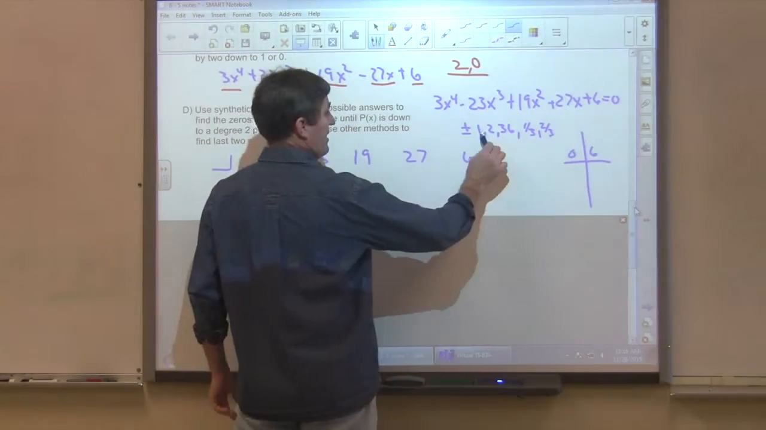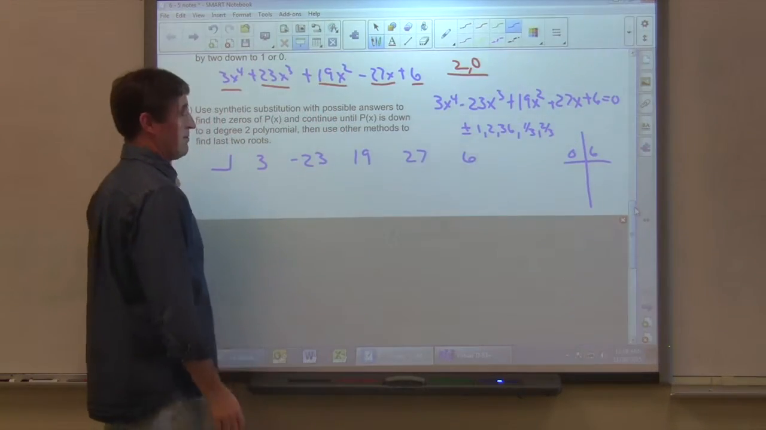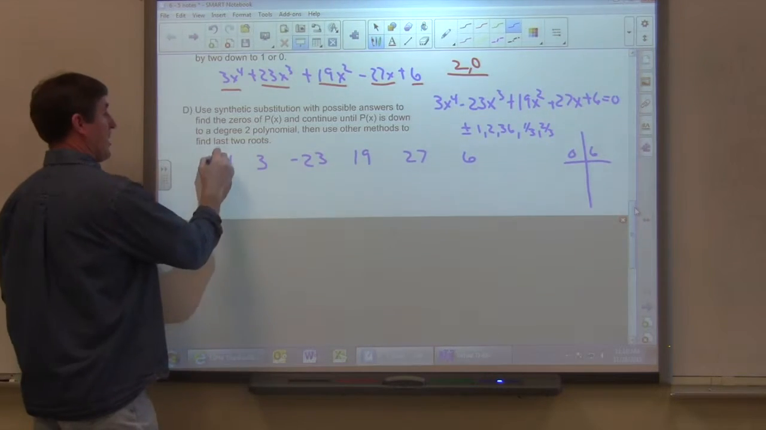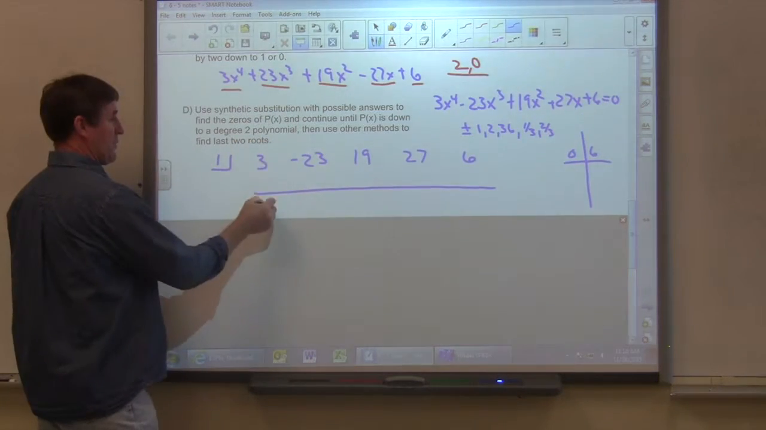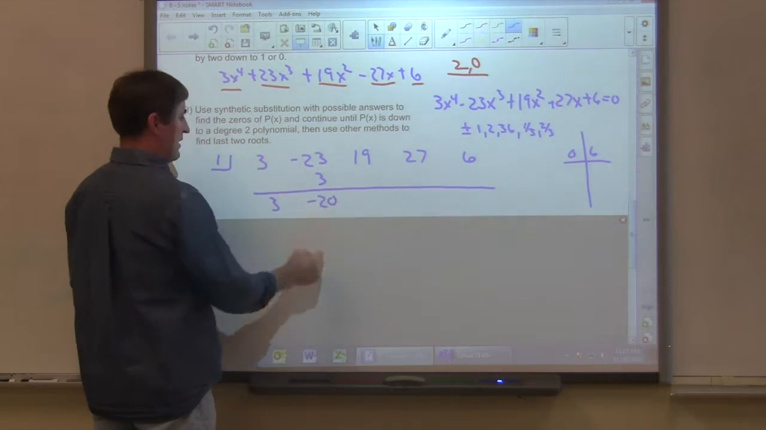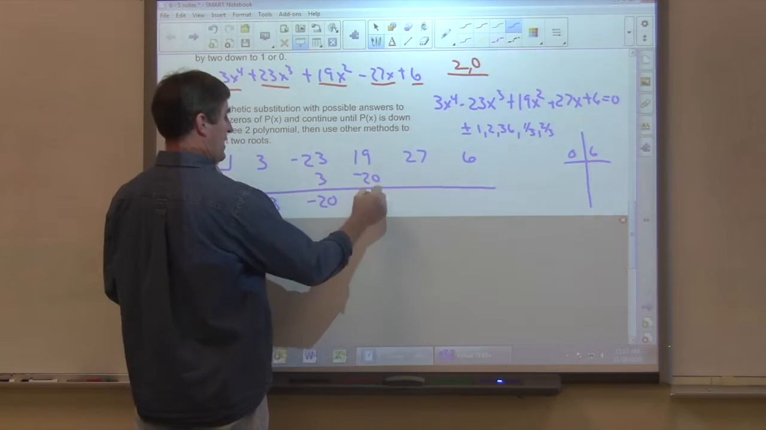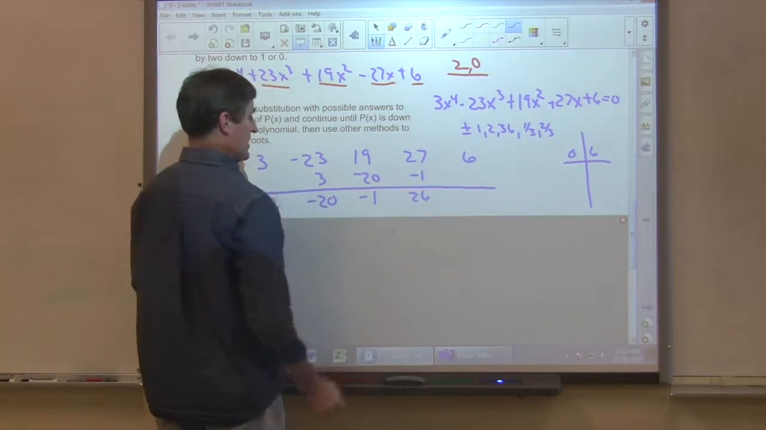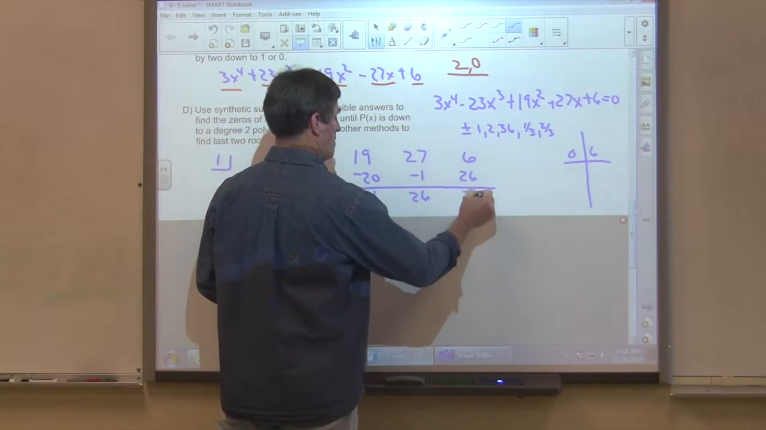And since we've got these 6 numbers, I would probably choose 1 or 2 because it's kind of in the middle. So again, we can try positive or negative. We just have to make a guess. I'm going to try 1 because 1's easy. So remember our synthetic division. We bring down the number. 1 times 3 is 3. We add negative 20. Multiply 1 times negative 20 is negative 20. Add negative 1. Multiply 1 times 26 is 26, 32.